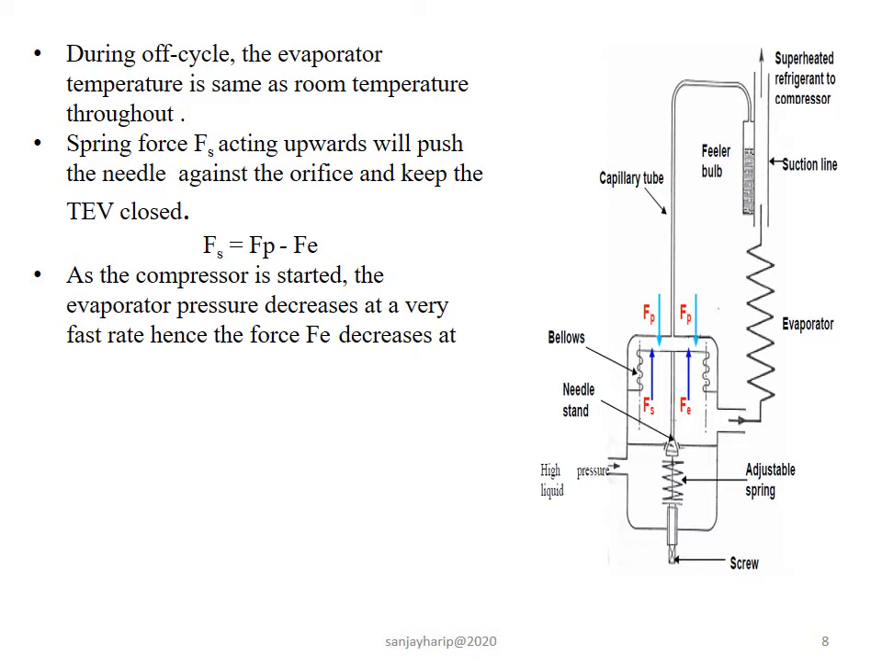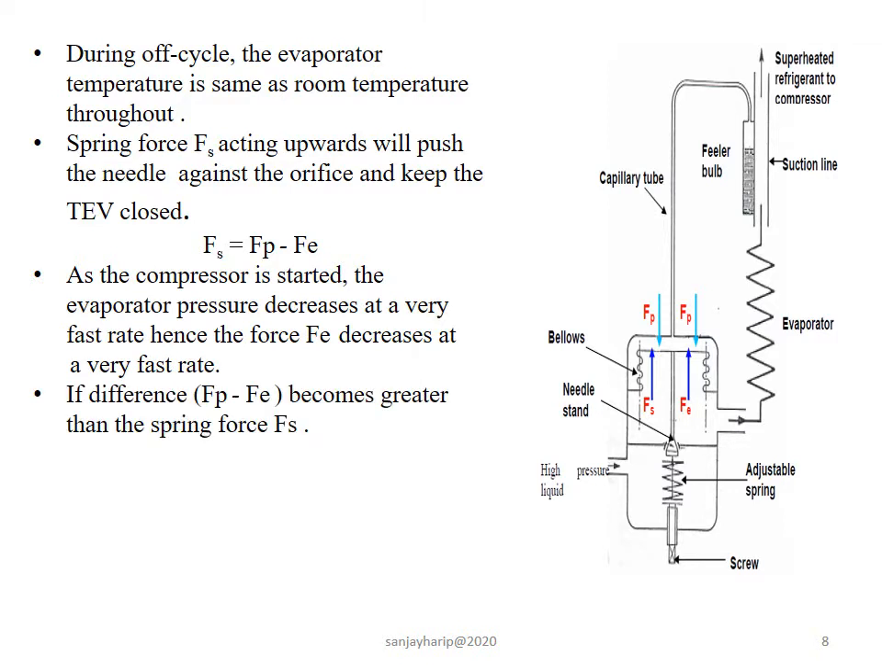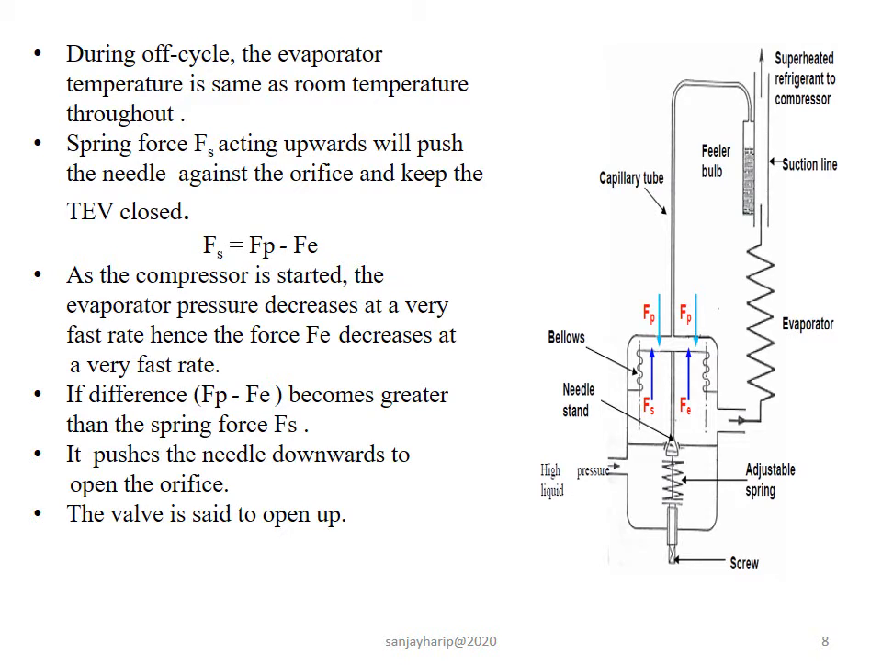As the compressor starts, the evaporator pressure decreases at a very fast rate. Hence, the force Fe, that is evaporator pressure, decreases at a very fast rate. Therefore, the difference between Fp and Fe becomes greater than the spring force Fs. Thus, the diaphragm pushes the spring in the downward direction and allows the orifice to open. This position we call the valve is said to be open.